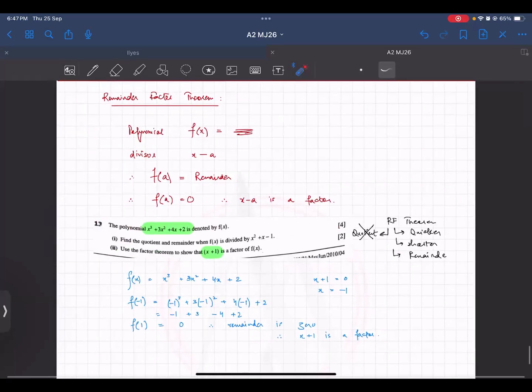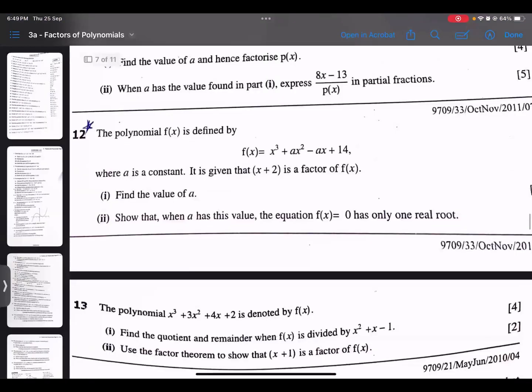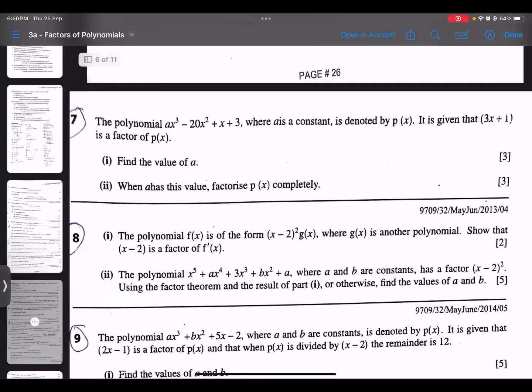Okay? So they can ask you to fully factorize something. Let's see. Okay, here it is.